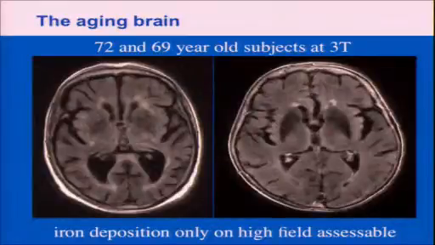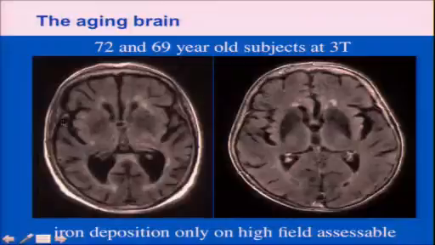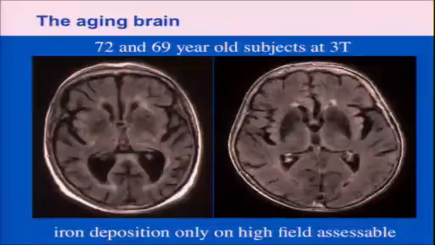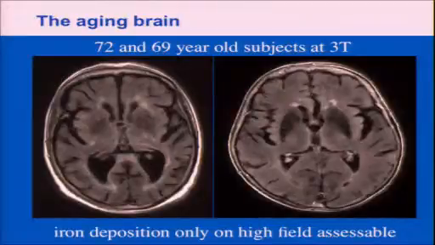Let's talk a little bit about the iron in the brain. Iron deposition is increasing with age. So the older we are, the more iron we have in our brain. Iron itself is a toxic substance, so there is also a discussion about how much iron is still normal and when it starts to become pathologic, and what the role of iron in neurodegeneration is.